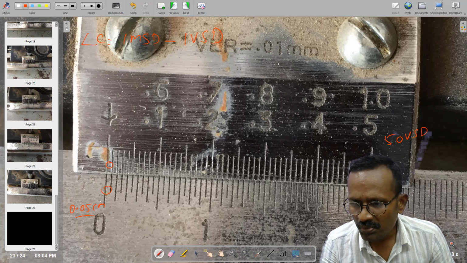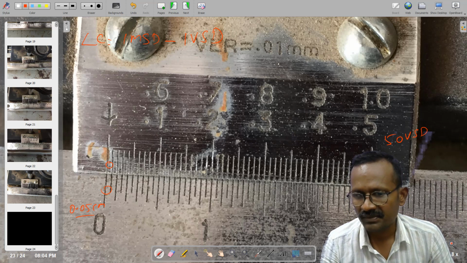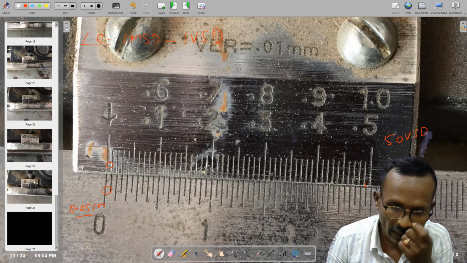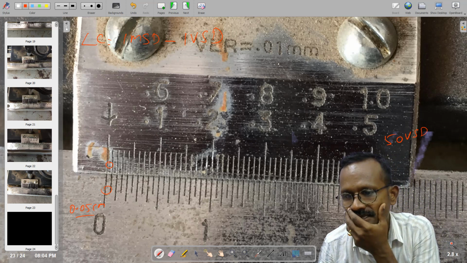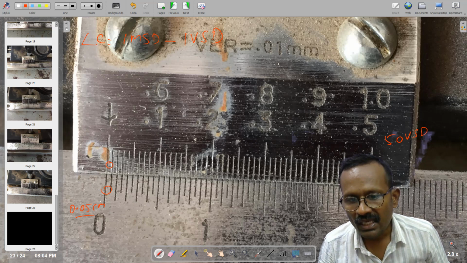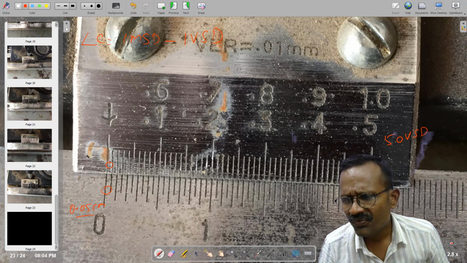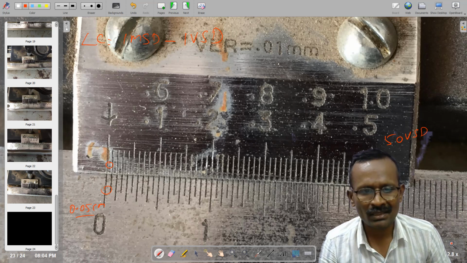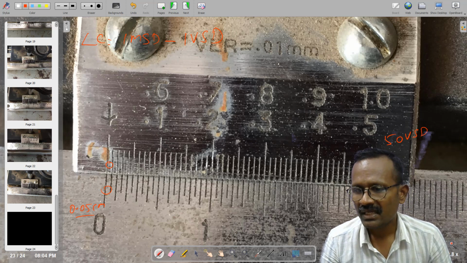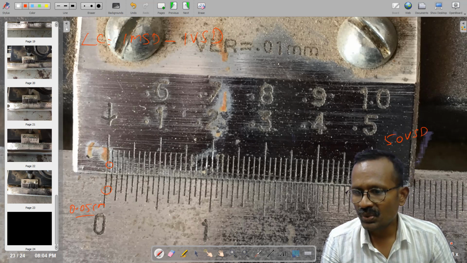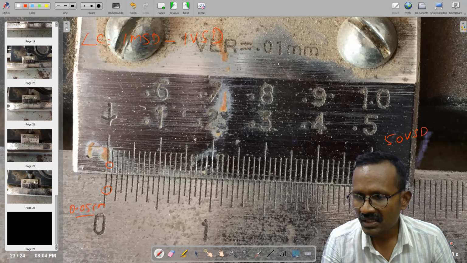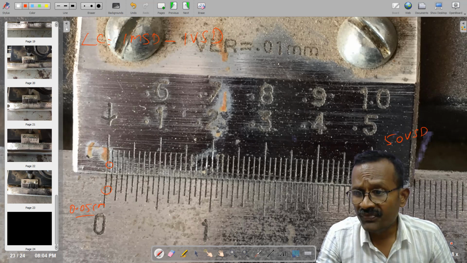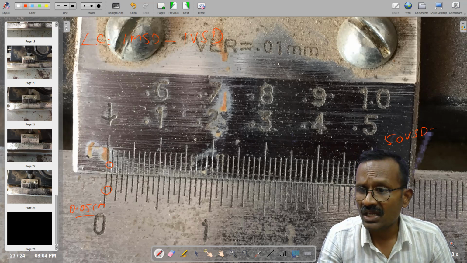So this line should be here, I think. This should have come here. This is not the right picture. Just imagine, you don't bother about this line. So 50 vernier scale divisions are equal to 49 main scale divisions.